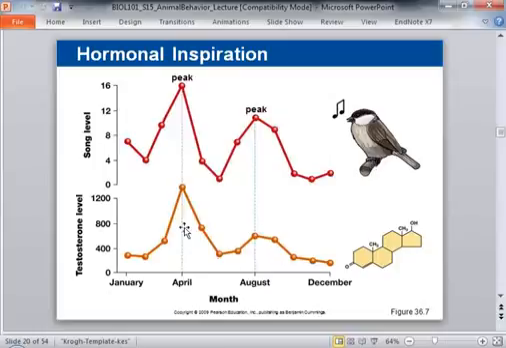So for instance, we know that there's a big event of mating in April. If in December I jacked up that testosterone level, this bird would start singing. And hormones have a great many influences on behavior, and they can really affect what organisms do and how they do it. It's a very proximal cause in those behaviors.